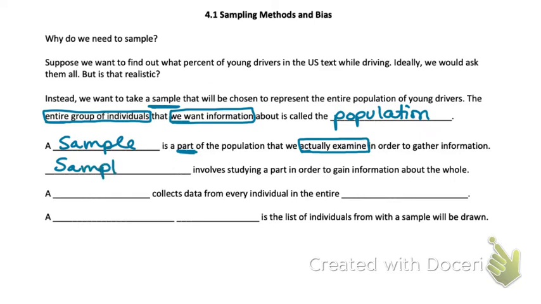Sampling, this is just the definition of sampling. It involves studying a part in order to gain information about the whole. That's sampling. We're studying a part of the data in order to get information about the whole. All right.